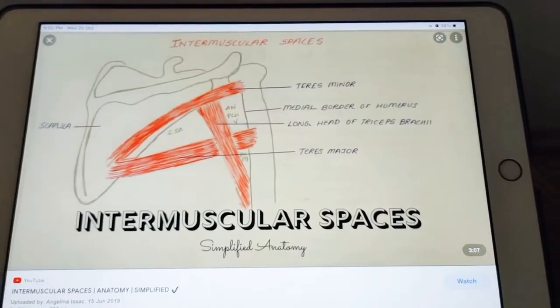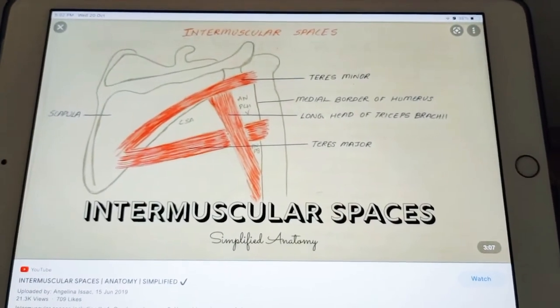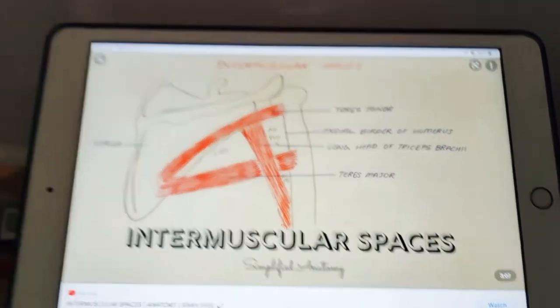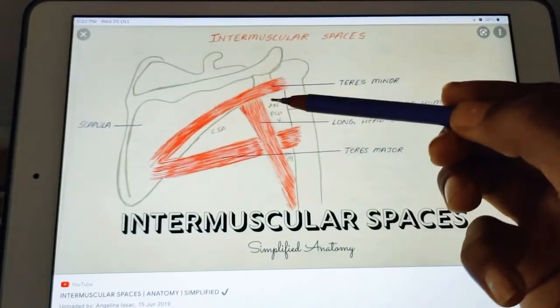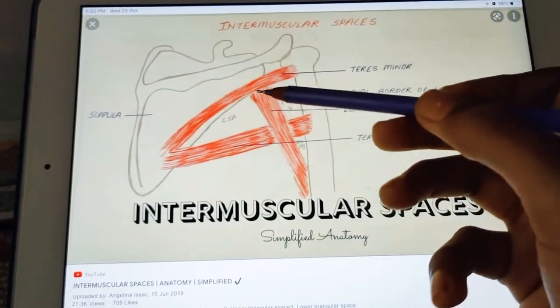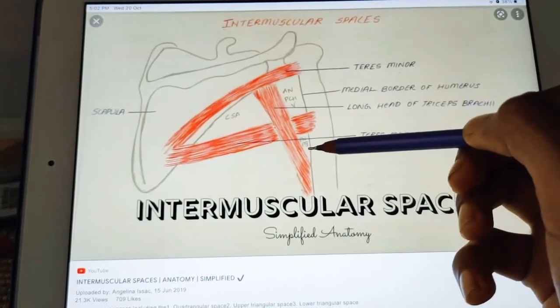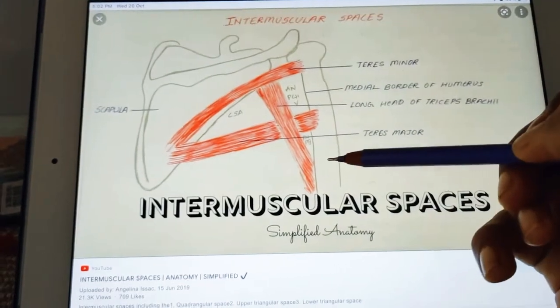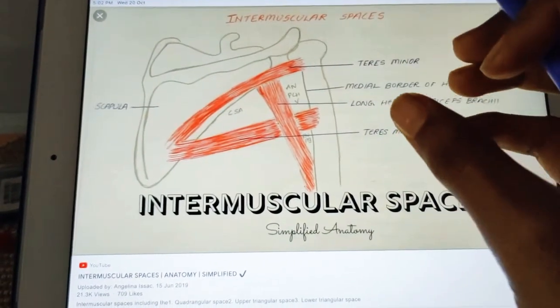So now we'll start to understand even the intermuscular spaces. So the intermuscular spaces are mainly 3 in number. So as you can see here, this is quadrangular space, this is the upper triangular space, and this is the lower triangular space. So like this you will find the 3 intermuscular spaces mainly in the scapular region.